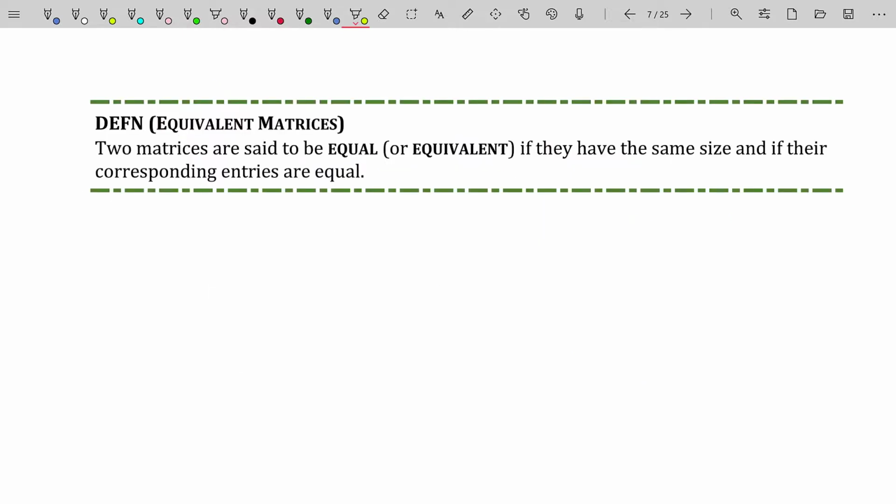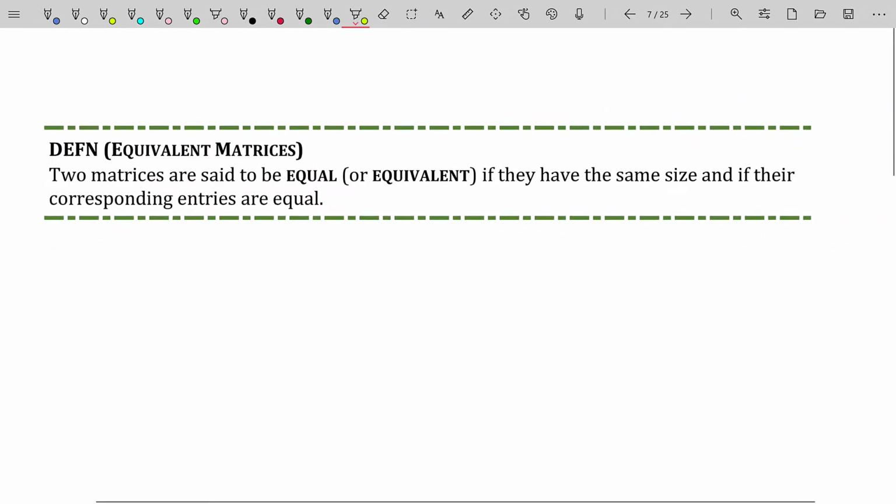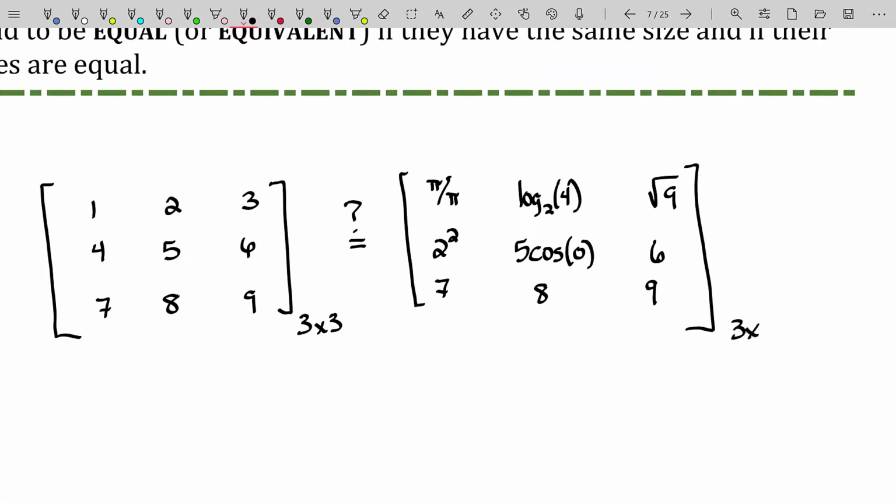Finally, and just because this definition doesn't fit well in any other place, we're going to talk about equivalent matrices. Two matrices are said to be equal or equivalent if they have the same size and if their corresponding entries are equal. Now, a lot of people just take this for granted. They just say, yeah, of course, that's true. But we need the definition just to be clear about it. So for example, these two matrices start by looking somewhat equivalent in size. They are both 3 by 3. That's the first requirement, that their size matches up.